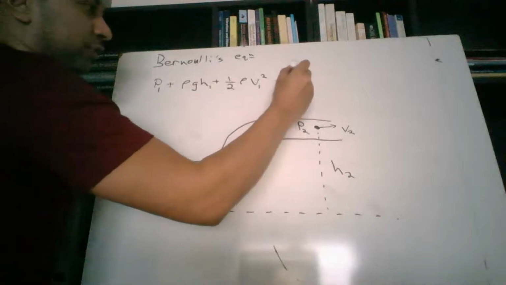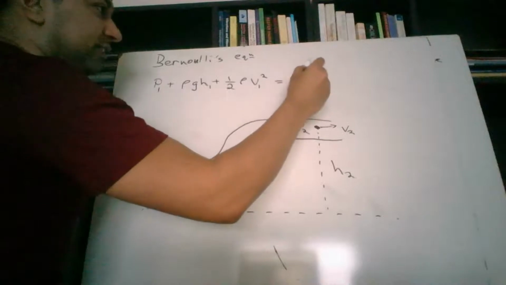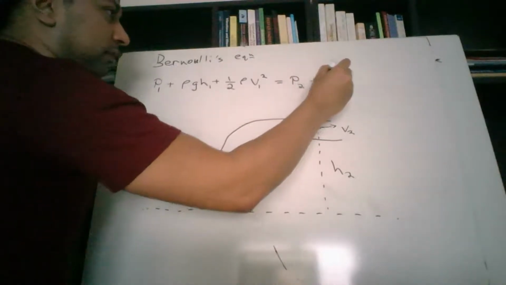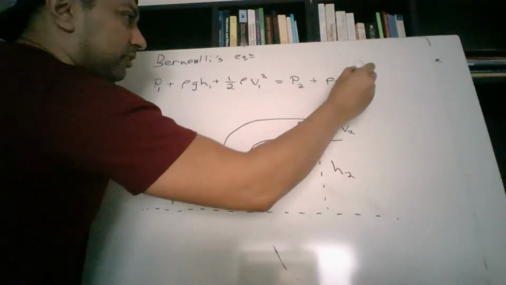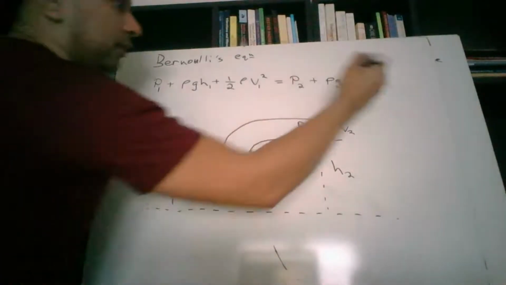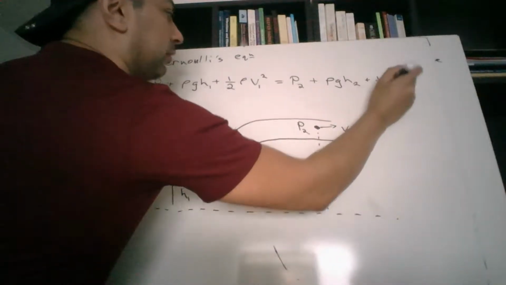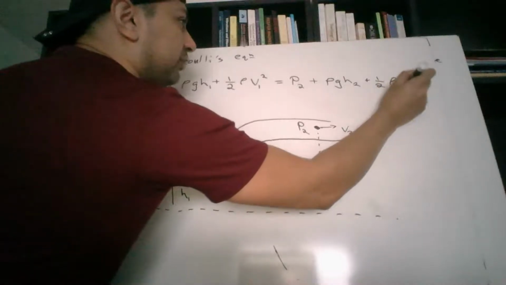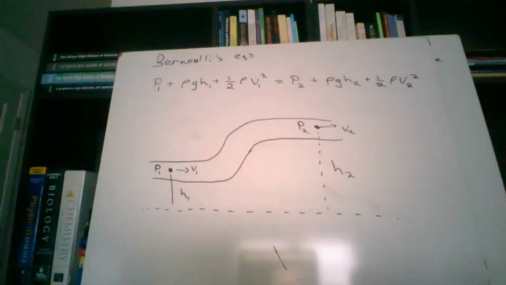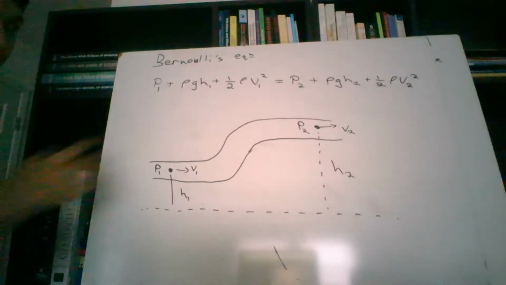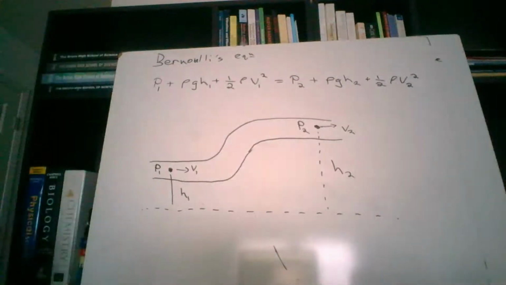So we're going to have pressure 2 now, plus the density, which doesn't change, the gravity doesn't change, but the height does change. It becomes height 2, plus 1/2 rho V2 squared. So that is our Bernoulli equation. In a nutshell, this is what we've got so far. The pressure and the volume and all that stuff is equal to the stuff here.